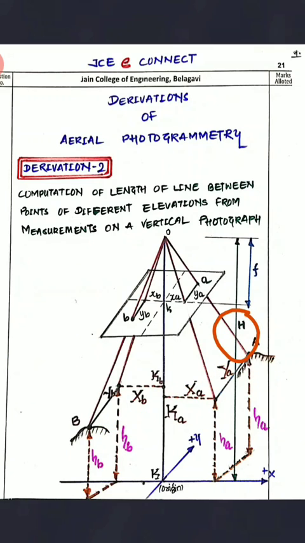Now this is what we are going to derive. This is what we are going to find out, H. What will be the distance between the exposure station and the datum line? This we call what? Height of lens, right? Height of lens above the datum line. This is what we are going to derive.